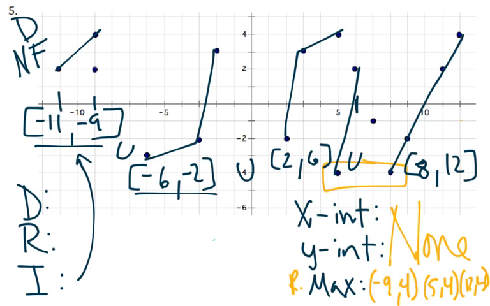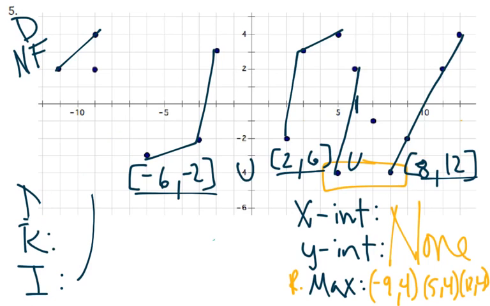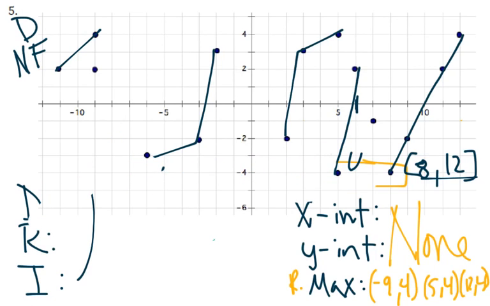So 1, 2, 3, 4 sections. Kind of crazy, huh? And that's where we are increasing. So now for decreasing, it's kind of those other parts.